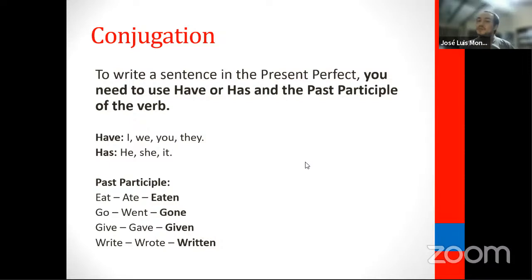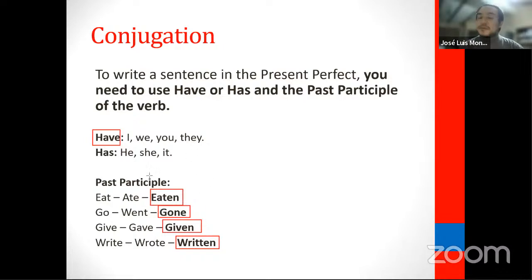Thank you very much, David. Good. So this is just a reminder, right? I know that you know, but you also still have some mistakes, so you need to reinforce this. Remember that if you are using I, we, you, they, you have to conjugate that with have, right? I have, we have, you have, they have. And then you need what? The past participle. So you need the last conjugation. I have eaten, I have gone, you have given, they have written.